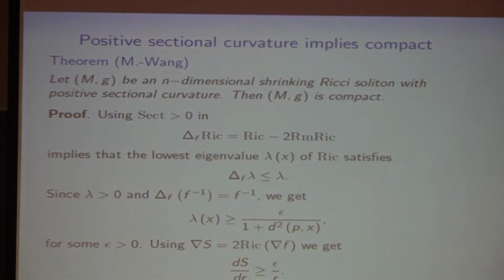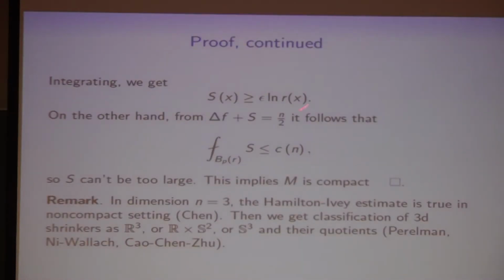So again, kind of like local implies global. It's more or less the same flavor. You need to know what happens in a fixed set to control the diameter. But the result, as said here, with again Bing-Long Chen's Hamilton-Ivey type estimate in dimension 3, does imply the classification of 3D shrinkers. Previously proved partially by Perelman. He assumed kappa non-collapsing and bounded curvature, which was then removed by Ni, Wallach, and Cao, again Bing-Long Chen and Zhu.